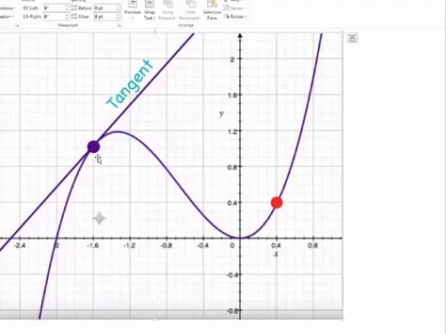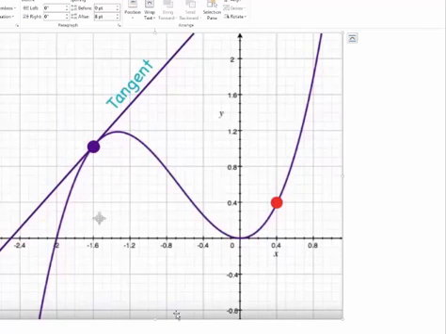Well, the problem is, in order to find slope, you need 2 points. Well, we don't have 2 points. All we have is this 1 point on this tangent line. So how do we go about finding the slope of this tangent line?